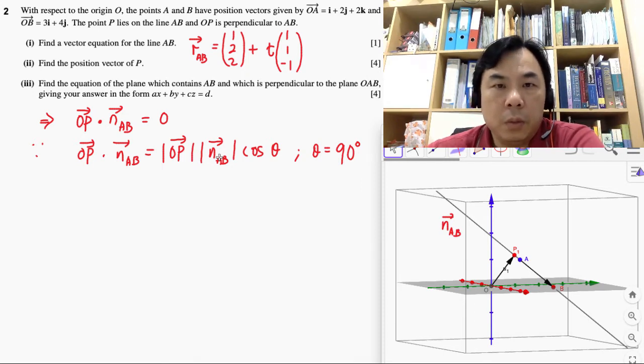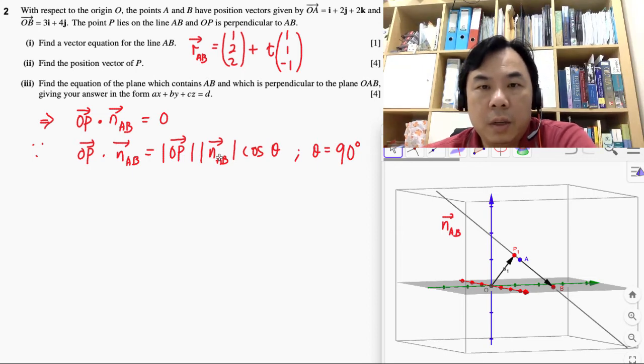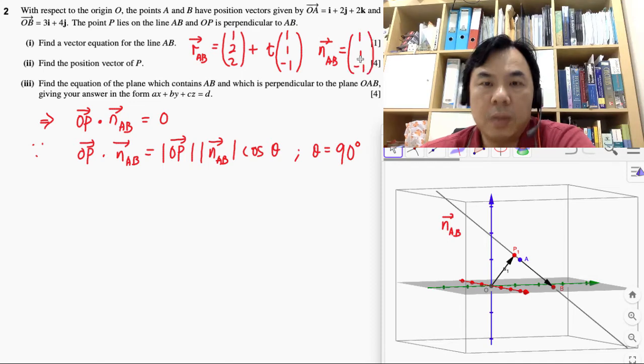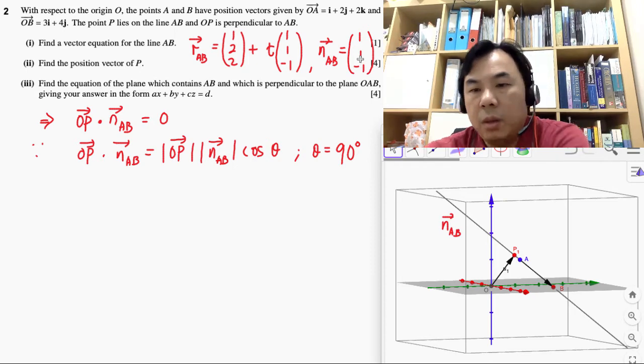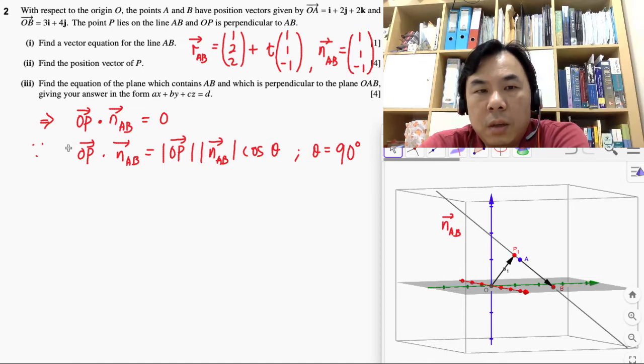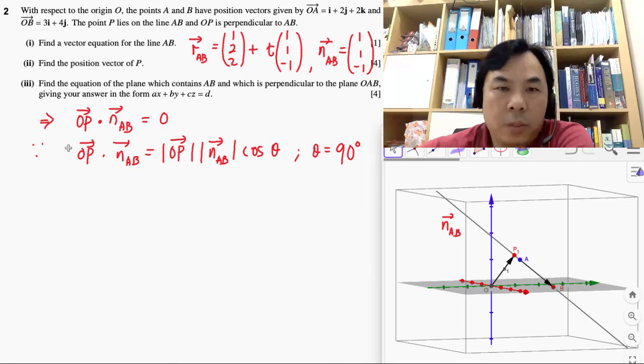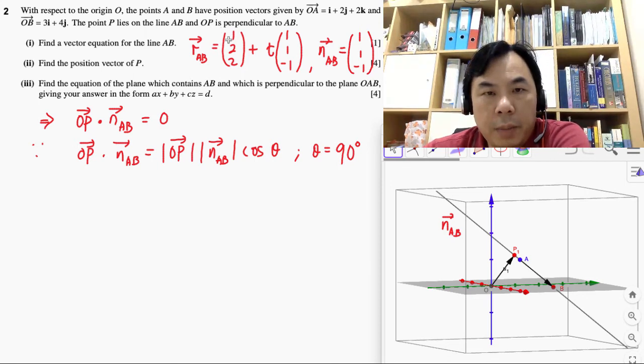Now, we knew the direction. The direction for AB is given by this one here, so we can write down the direction. Some of you may like to write the direction as 2, 2, negative 2. That is fine, or you can use this. It doesn't matter in this case. Now, the only thing that is missing at this point is the position vector OP, right? We know that P lies on the line AB, so I'm going to extract this line AB out again.